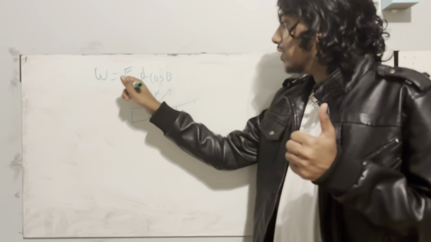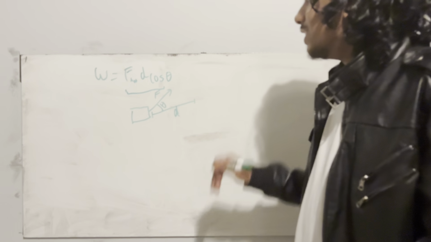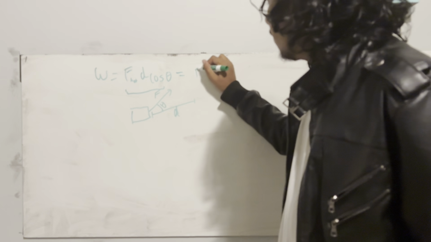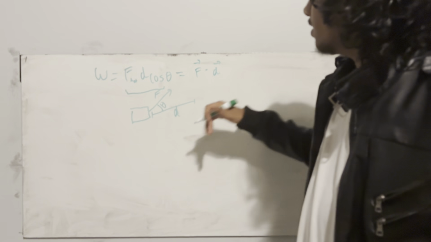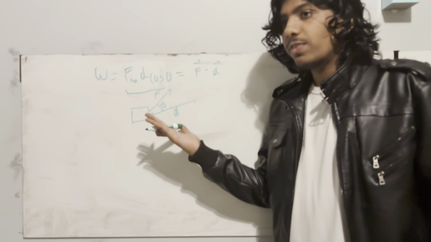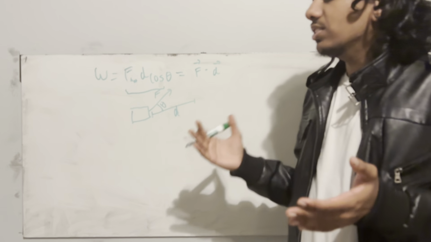And the thing about work is it's a scalar quantity, not a vector. Scalar quantity looks a lot like the dot product. You kind of get where this is going. Work is essentially F dot d. Or in other words, it's the force vector dotted with the distance it travels.